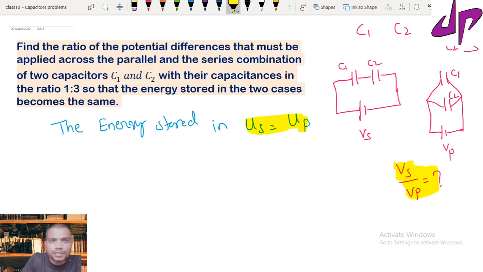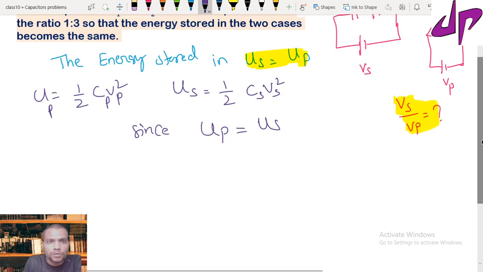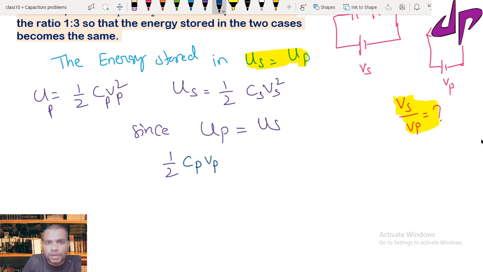If I write the energy stored expression, the potential energy is half CV square. The energy stored in the parallel is half Cp Vp square, and in the series it is half Cs Vs square, with the capacitance and potential in the series. Since the energy stored in the parallel equals the energy stored in the series, we make them equal: half Cp Vp square equals half Cs Vs square.